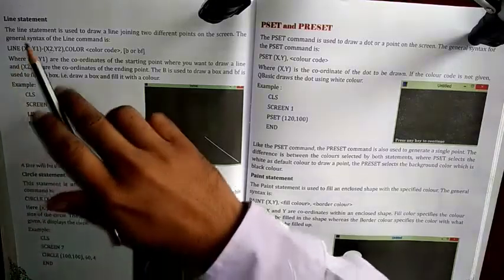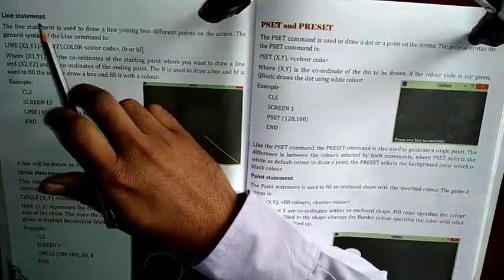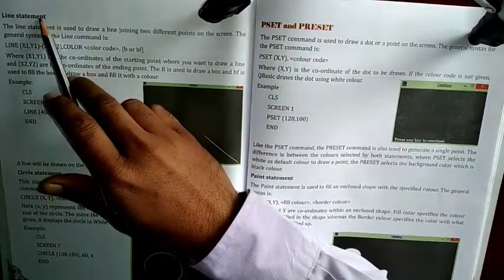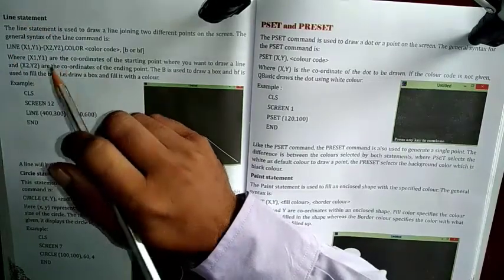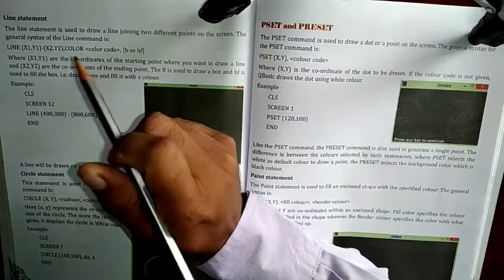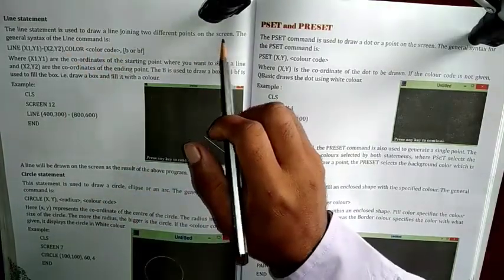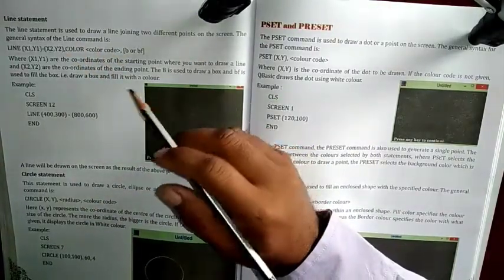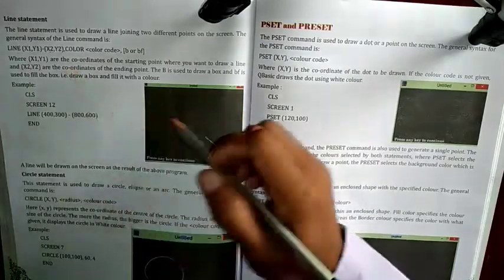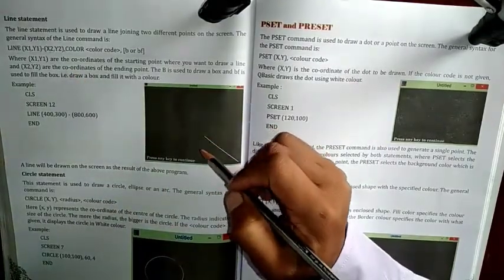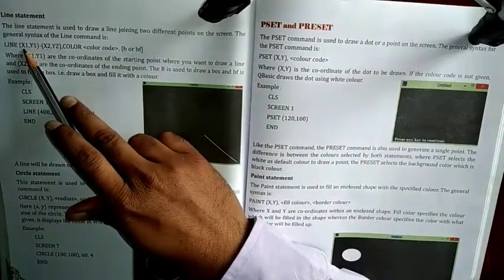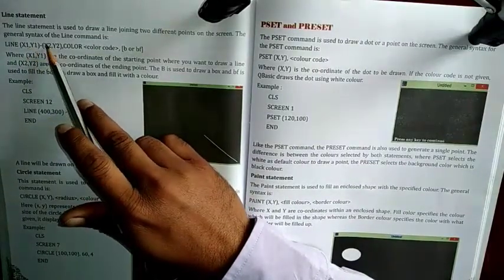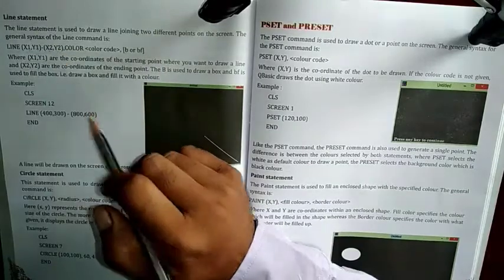The next statement is the line statement. First we will learn what the use of this line statement is. With the help of the line statement, you can draw any line on the screen of QBasic. So how can you generate a line on the screen of QBasic? There is a syntax, and with the help of this syntax, you can draw any line.